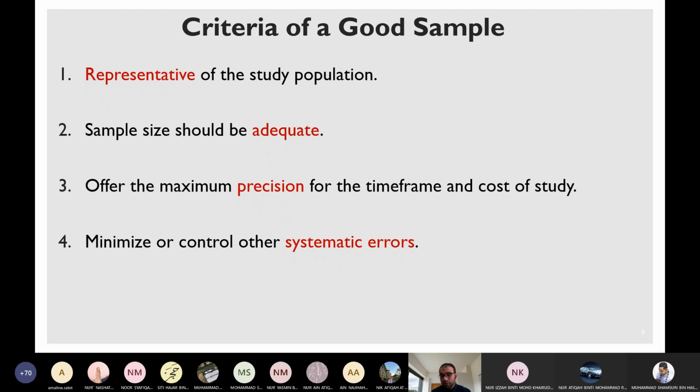Okay, so the criteria of a good sample. This is the ideal scenario. It should be representative of the population. It should be of adequate sample size. It has to provide the maximum precision available within the time frame or the cost that we have highlighted, and it has to minimize what we call systematic error. Systematic error means the error related to the conduct of the study, the questionnaire, for example, the response, the interview, whatever other points apart from the sampling.